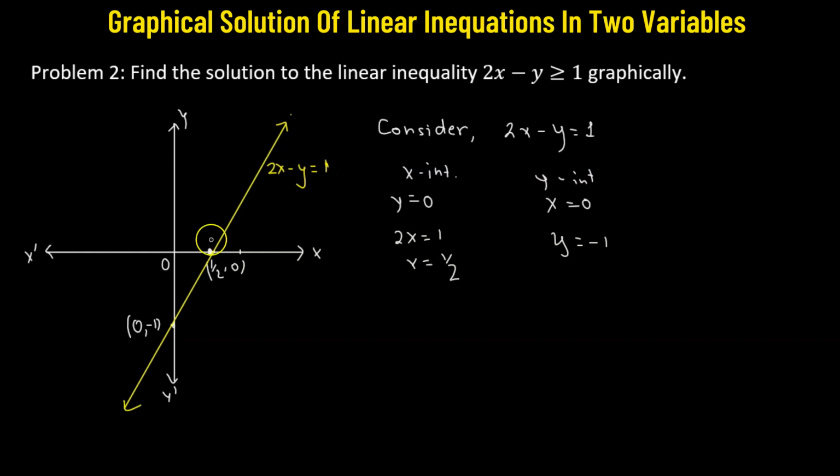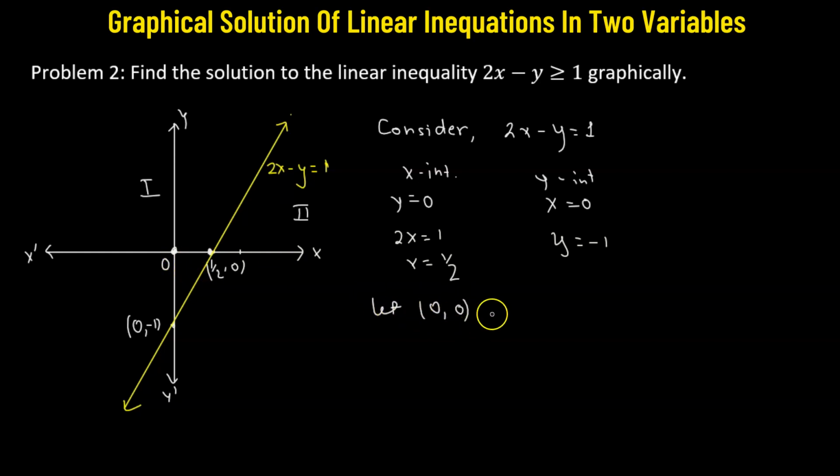Now that clearly divides the Cartesian plane into 2 regions. We have region number 1 and region number 2. Now we'll have to check what will be the solution. That means which particular region is going to satisfy the given linear inequality. For that, we will have to pick up points on the Cartesian plane, and the safe bet will be to choose the origin. So let's choose the origin.